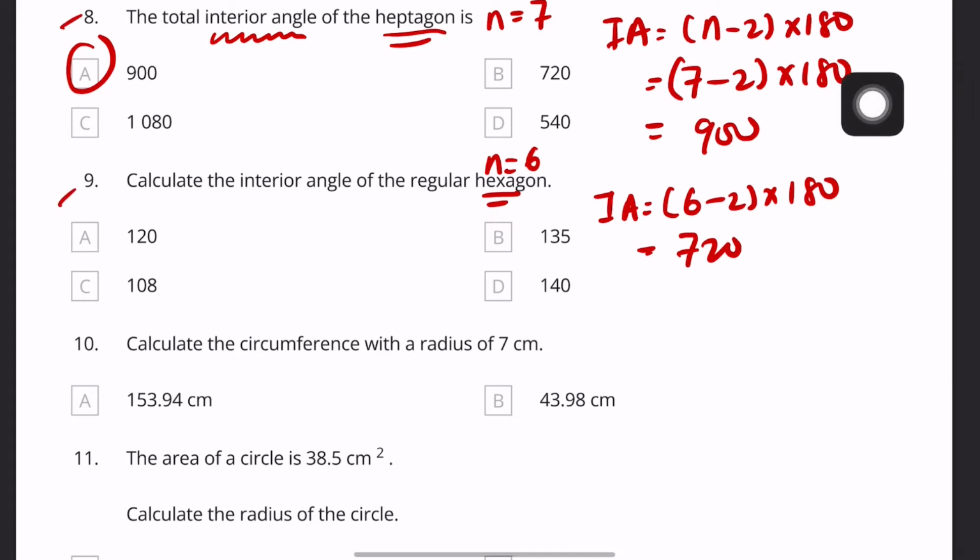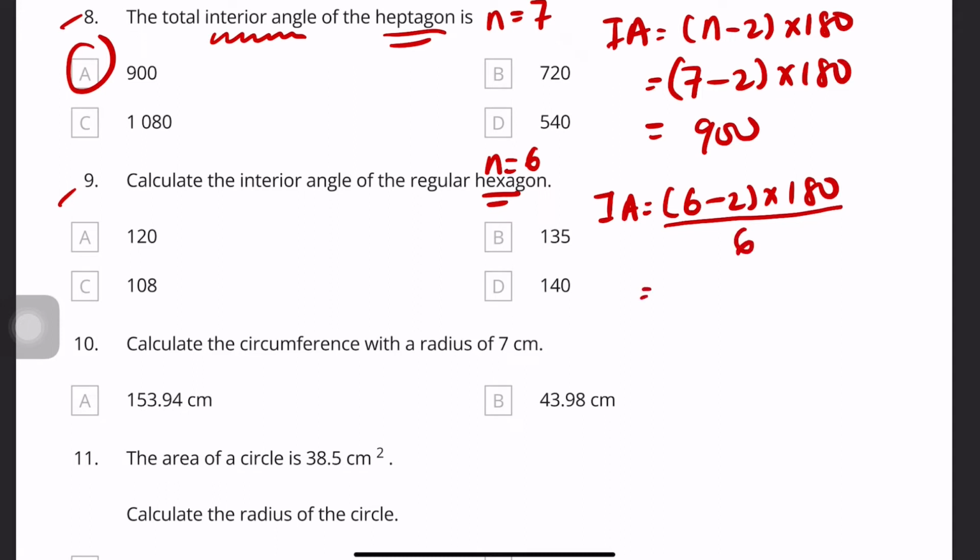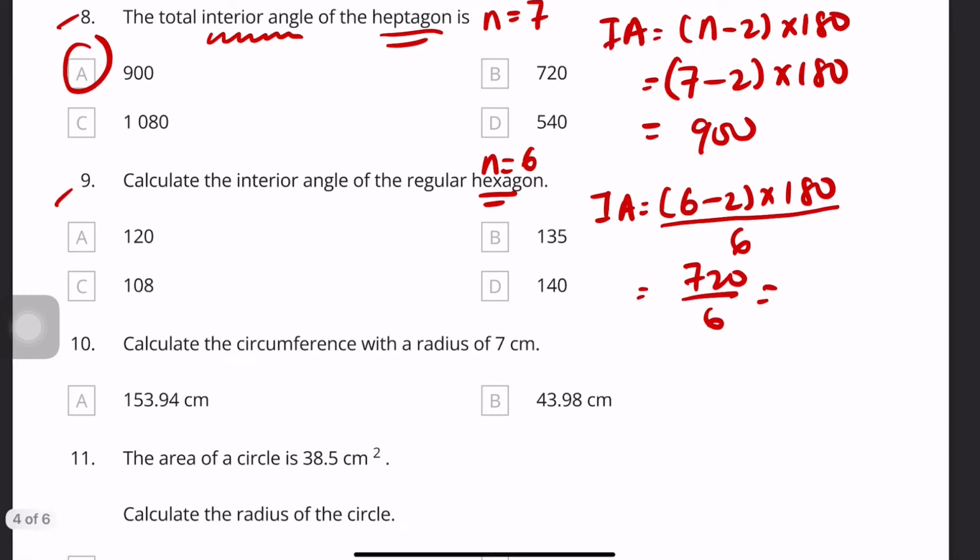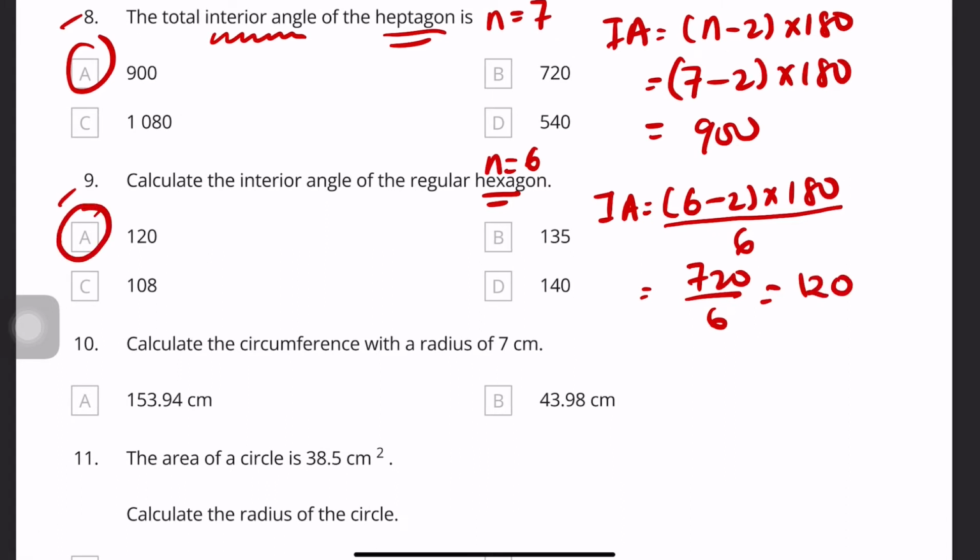For number 8, I just want to find the total interior angle. Meanwhile, for number 9, the question asks you to find the interior angle, one angle. So the 720 is actually the total interior angle. If we want to find each individual angle, we need to divide by 6. So I need to adjust this formula. We divide by n, which is 6. So we have 720 divided by 6. The answer is 120. So 9 is A.